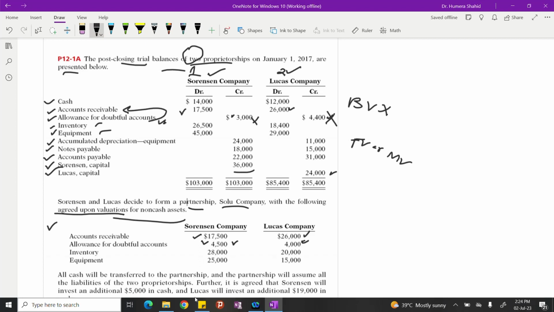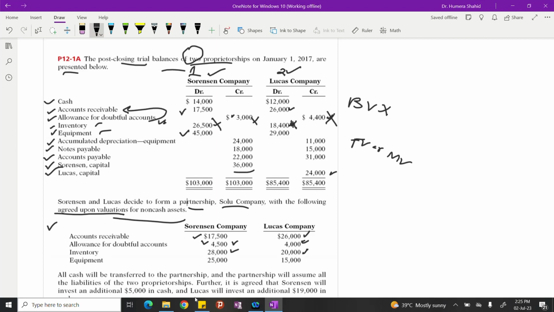We will take 4,000. Inventory for Sorensen is 28,000. Where is inventory? They have 26,500, but we will not take this. We will take 28,000. And inventory for Lucas is 20,000. Where is Lucas? Lucas is over here. We will not take 18,400. We will take what valuation we get. That's 20,000.